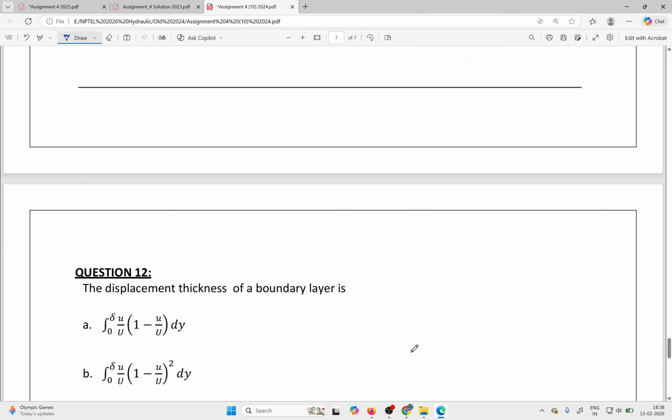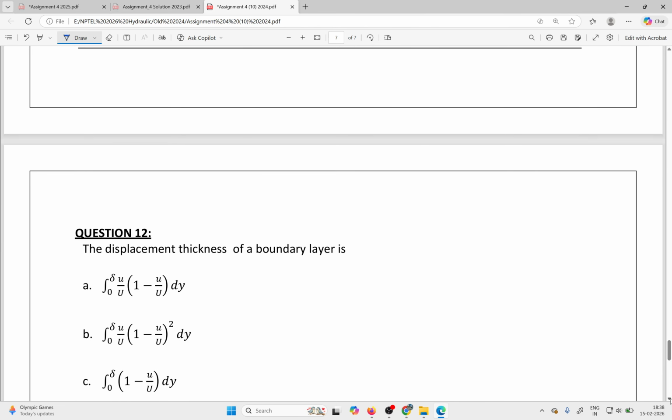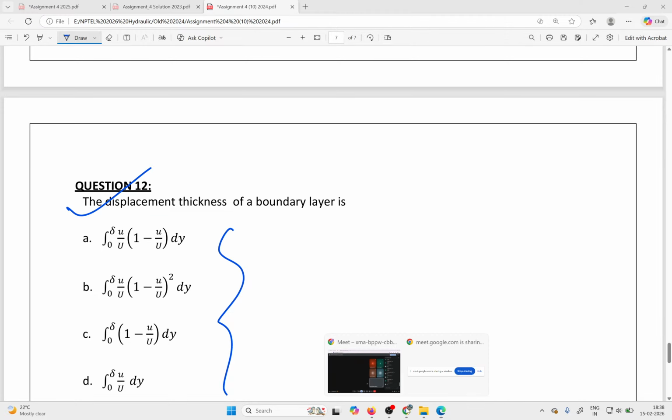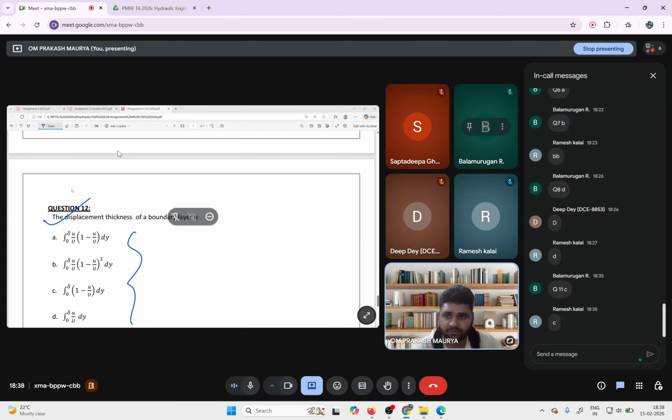Question number 12. The question 12 is: displacement thickness of the boundary layer is. The formula here you need to tell. The displacement thickness, which option will be correct? This is the last question for this 2024 assignment.